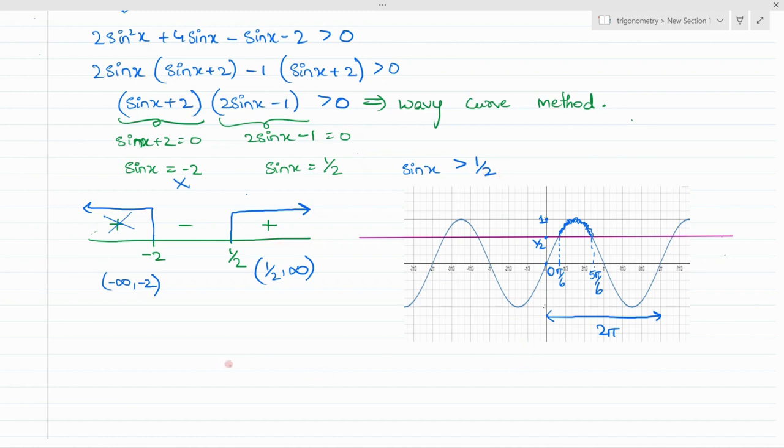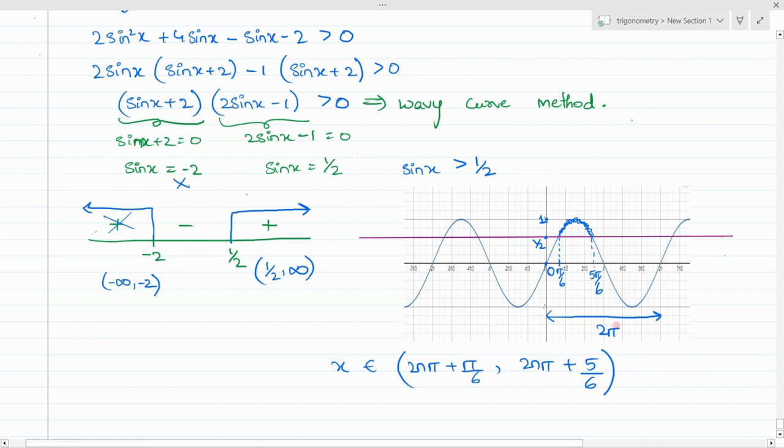So here the general solution of x will be 2n pi plus pi by 6, comma 2n pi plus 5 pi by 6. Why 2n pi? Because the new cycle starts after every multiple of 2 pi.